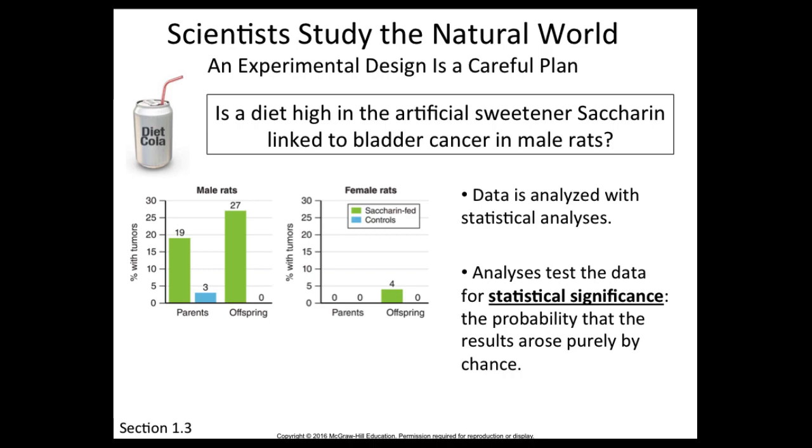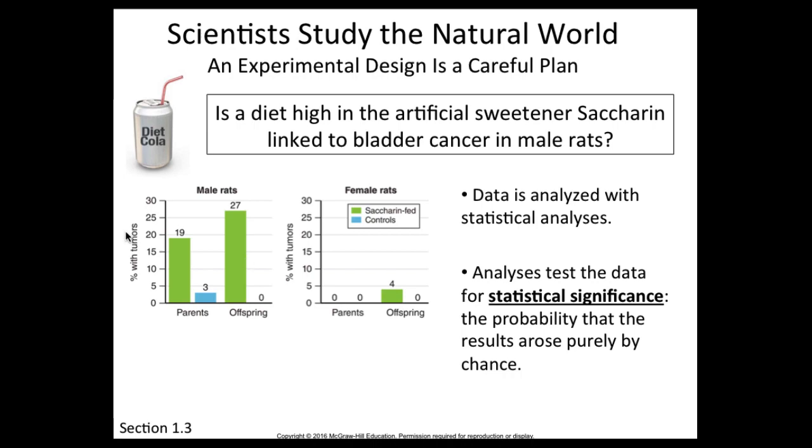As a case in point, here is an example. Is a diet high in the artificial sweetener saccharin linked to bladder cancer in male rats? We're going to be reading a lot of graphs over the course of the semester, so let's take a look at these. So saccharin is often found in beverages like Diet Cola, and there is some evidence that saccharin might be linked to bladder cancer.